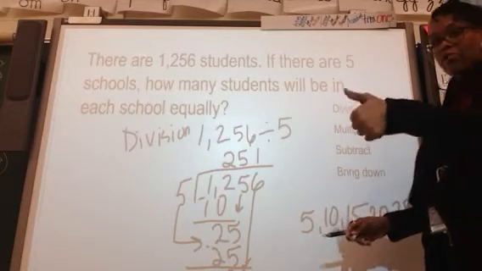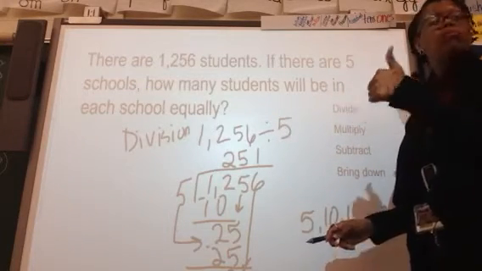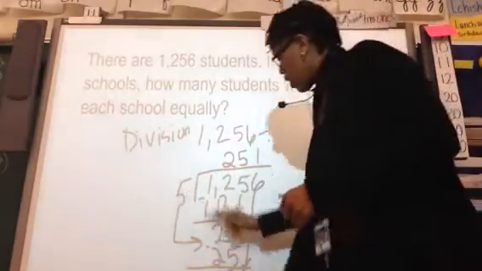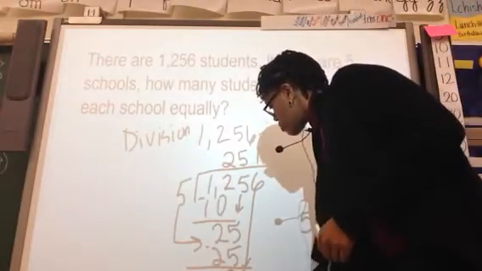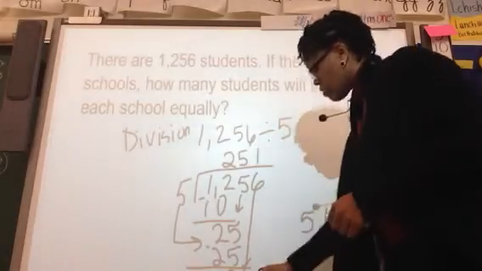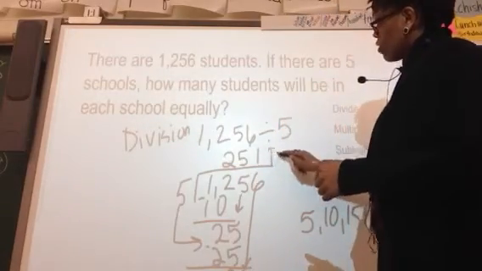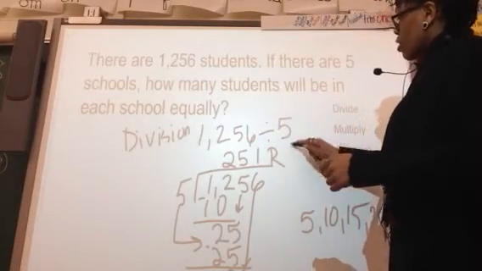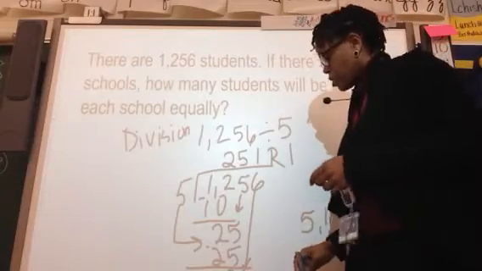5, 10 is too high. Put that down. One more group. 1 times 5 is 5. Oh, I'm running out of space here. Minus 5 is 1. So your answer is 251, remainder 1.